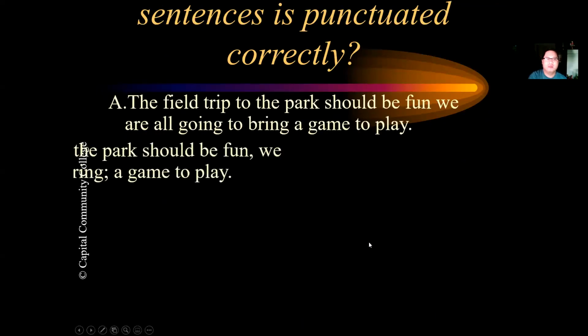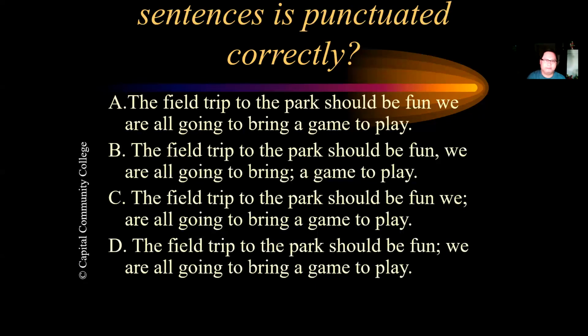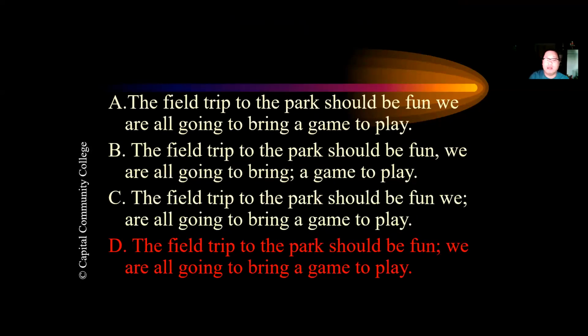Now, three sentences are incorrect. Only one is correct. This is quite easy. It's very obvious. If your answer is letter D, good job. Okay, why letter D? There are two sentences, two related sentences being combined. Okay, so we are using a semicolon to tie those two sentences that have the same or quite related to each other.